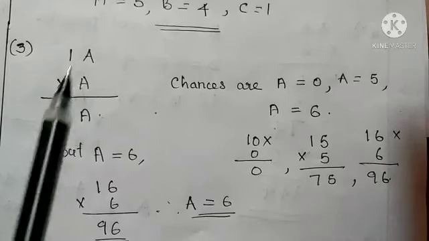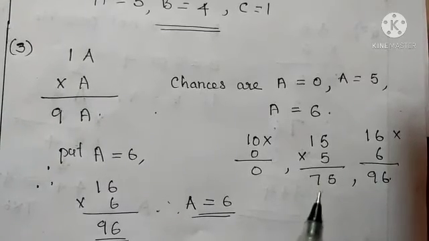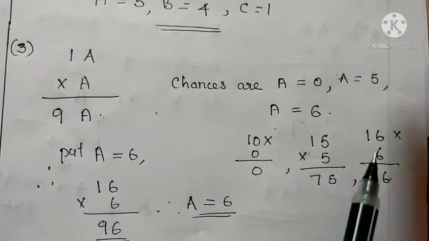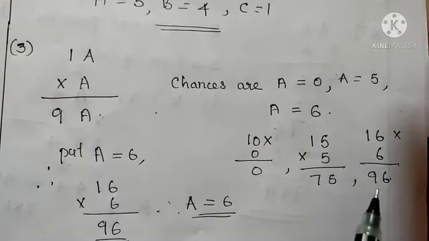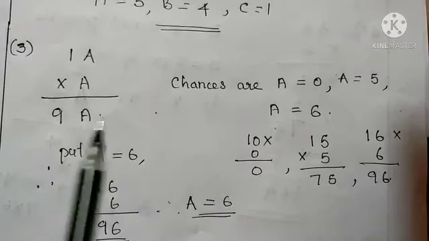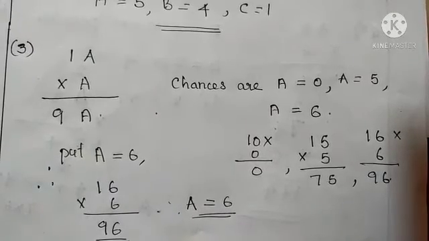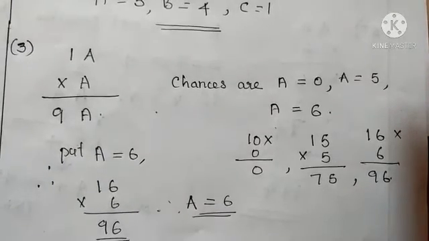Next case, 15 into 5 we will get 75. Then we put A equal to 6, then 16 into 6, 96. Now it is correct. 9, 6, 96. So A equal to 6. Understood?